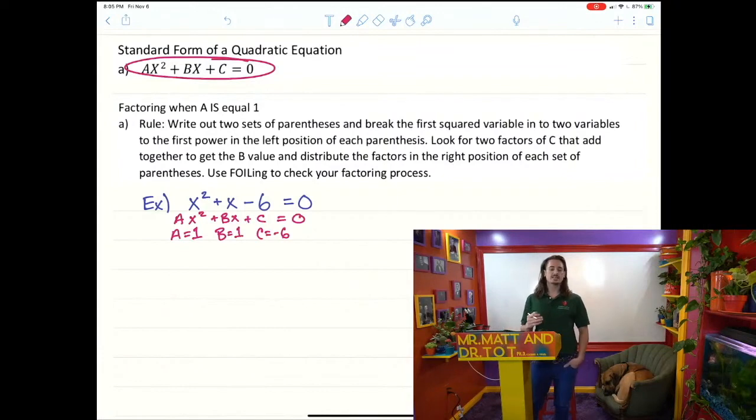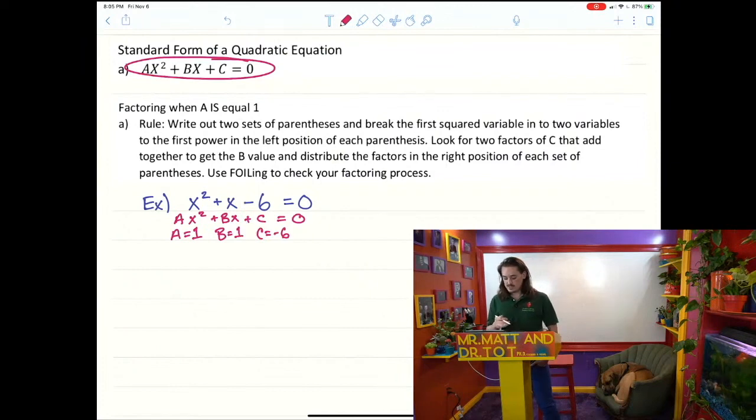Remember, when there's not a coefficient listed, it's implicitly 1. Don't make the mistake of confusing it to be 0. If it were 0, it would nullify the whole thing. 0 times x squared, 0 times x, 0 times 6, all of those values would go to 0 because 0 times any value is 0. But now that we've identified the coefficients, we're looking for two factors of c that add together to get b. So the factors of c, well, c is equal to 6.